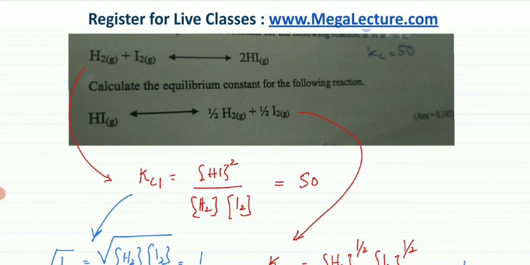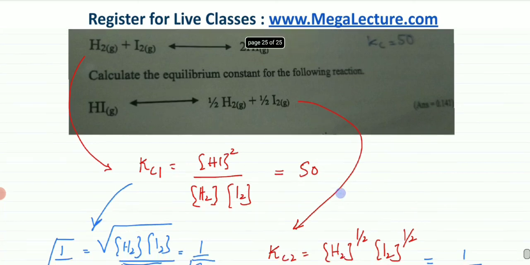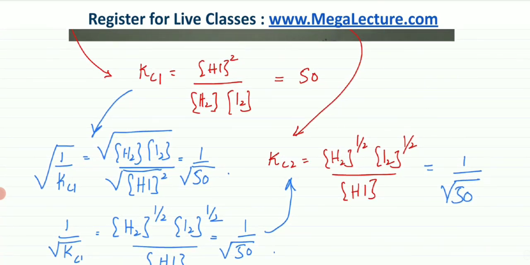So what I did was I used the first expression whose value of Kc I knew, and I converted that into the expression for this other equation, which was the same reaction, and I was able to figure out that this expression should have a value of 1 over 50 under root.